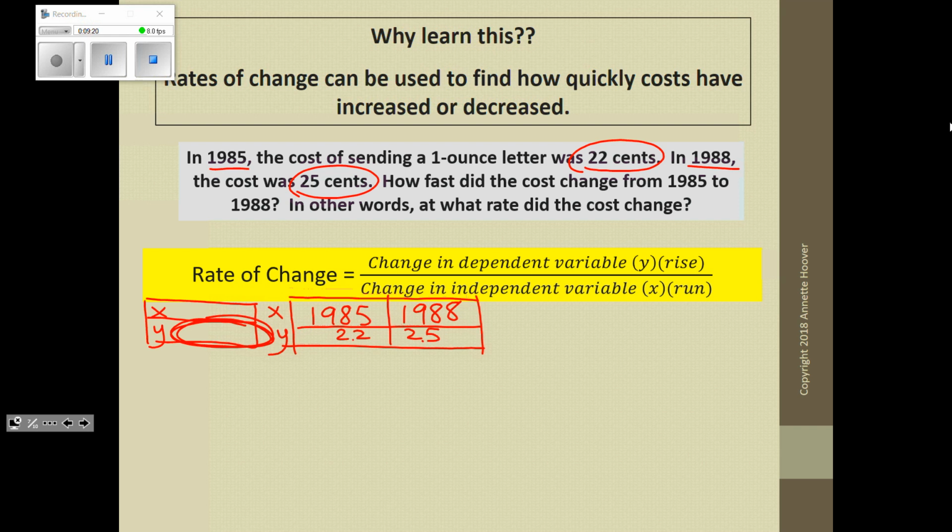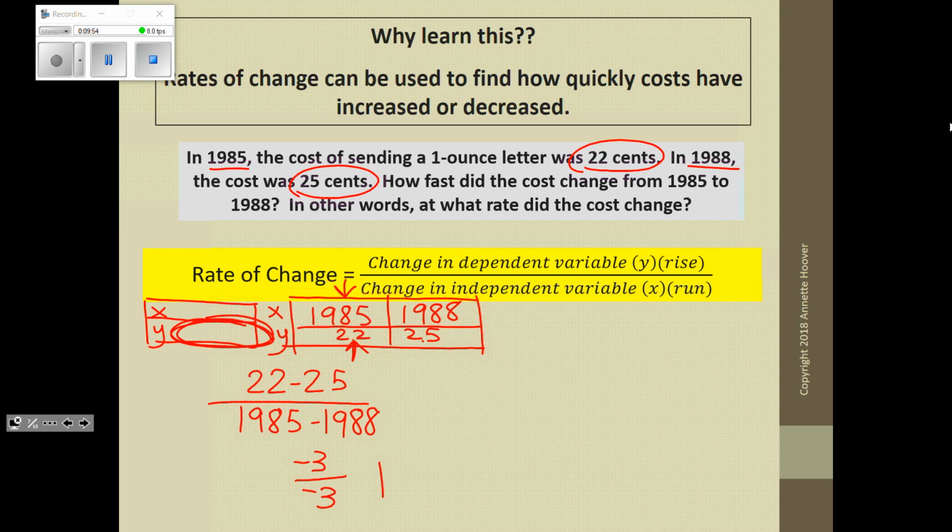Now, which do you do? Do you do 22 minus 25, or do you do 25 minus 22? Let's try both. If we do 22 minus 25 on top, subtract the y's on top, now we have to subtract the x's on the bottom. We want them to go in the same order. So since 22 came first, we have to do the 1985 and subtract the 1988. Now, if we did this, on top you have a negative 3, on the bottom you have a negative 3, which results in a slope of 1.